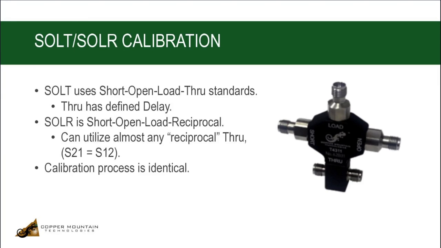So let's start with SOLT. I think most people are familiar with short, open, load, and through calibration. This is a coaxial calibration. I'm holding in my hand a T4311, which is a self-contained calibration kit with a short, open, load, and through. The definition of the through has a defined delay. And for SOLR, which I'll talk about a little bit later, you can use any through that you like, as long as it's reciprocal. That is, S12 is equal to S21. We can use the through that's built into this, or we could use another through that we had on our bench, perhaps. The calibration process is identical for SOLT or SOLR.